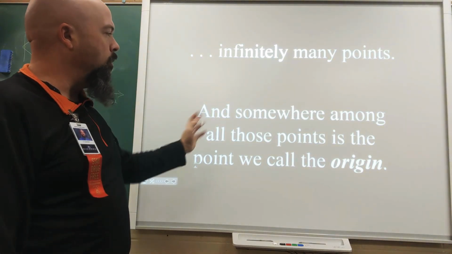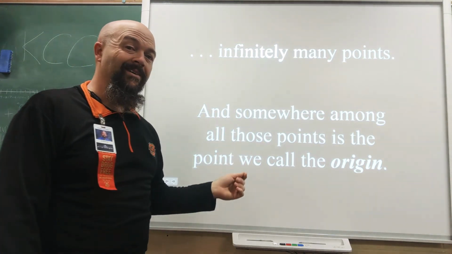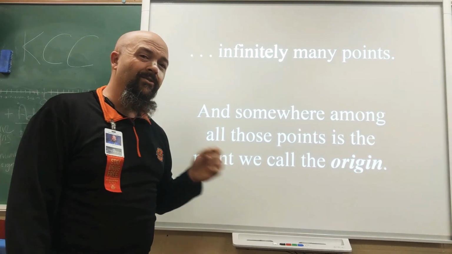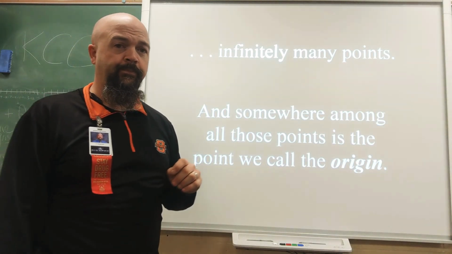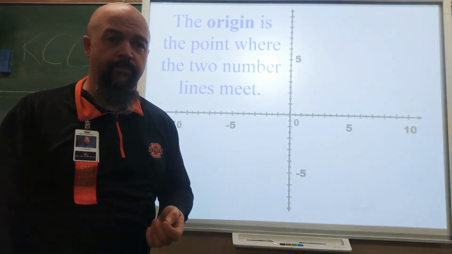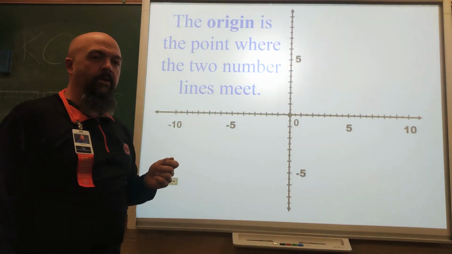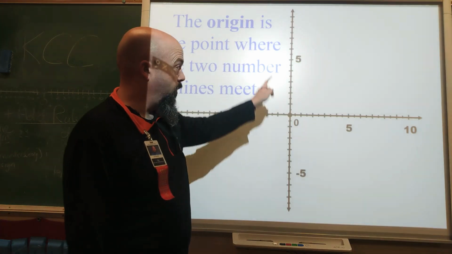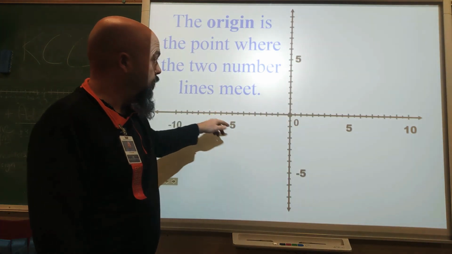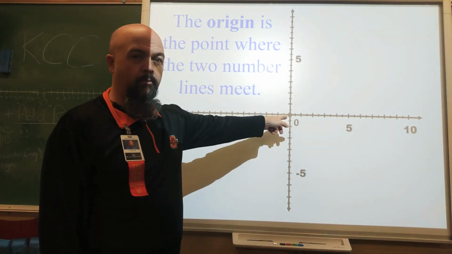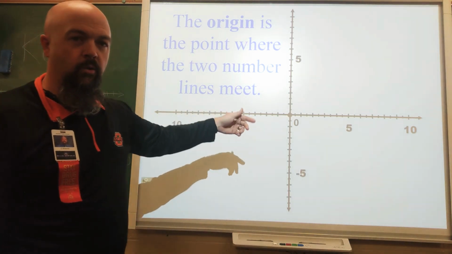Somewhere among all these points, we have to know where it begins. And where does it begin? Well, it's called the origin, right? The origin is the point where the 2 number lines meet. So where they cross, because it only happens once, is the origin. Bam. Smack in the pretty dot right there. That is your origin.